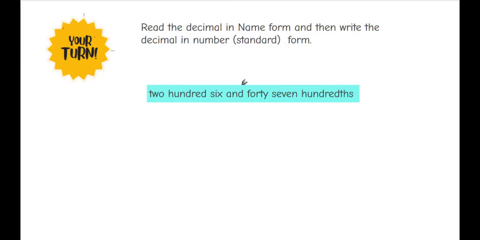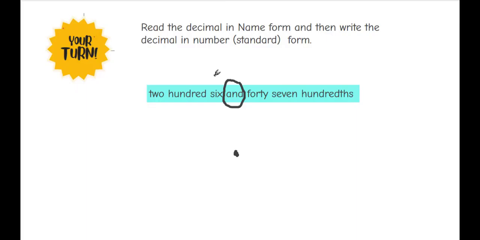206 and 47/100. Write that from word form or written form to number form or standard form. Okay, let's check your answer. First thing we do is circle the word and, put a decimal place there, and let's figure these out.